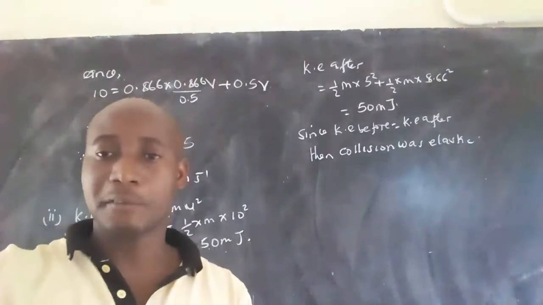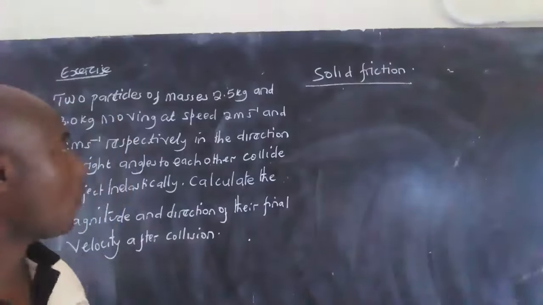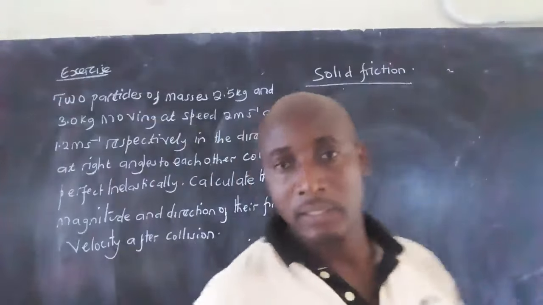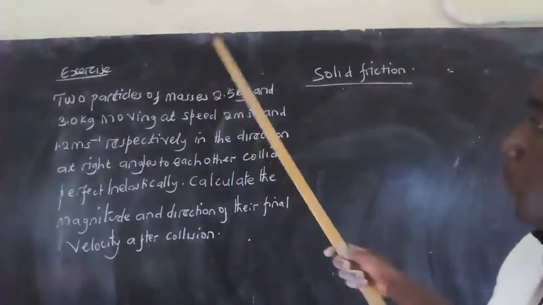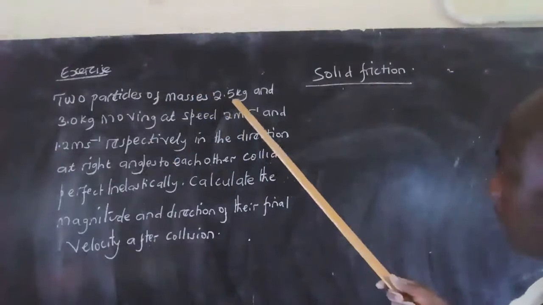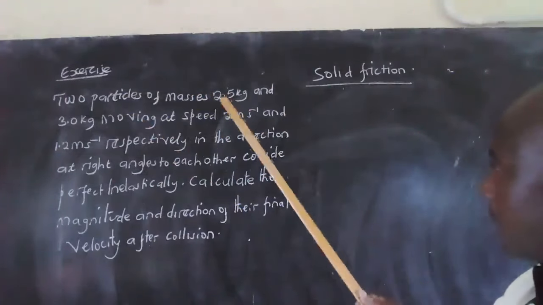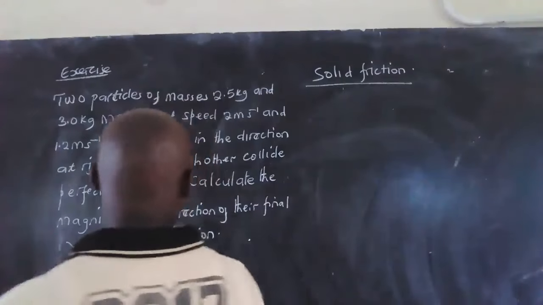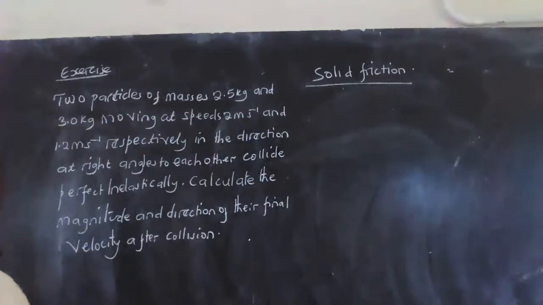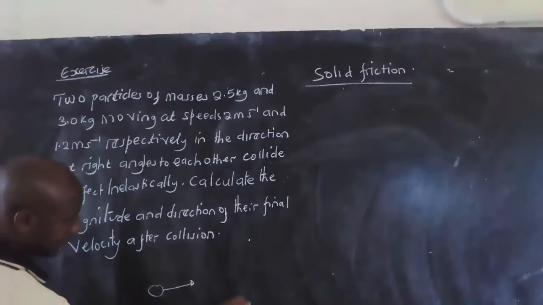I put some numbers for the exercise. So we have one number, the exercise here: two particles of masses 2.5 and 3 moving at speeds or velocities of that and this respectively in directions at right angles. So that means that if one is moving like this, another is moving like this. So suppose they collide around here.